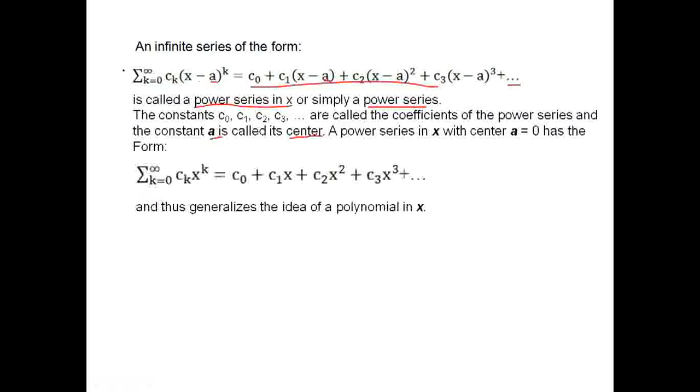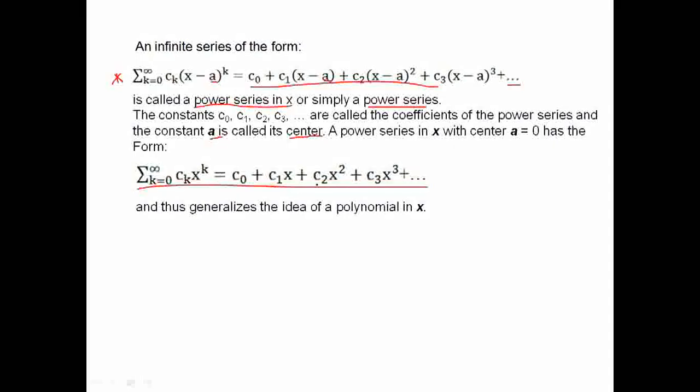So if in this expression up here the value of a is equal to 0, then the resulting expression looks like this. We have the sum of the products of c_k and x raised to the power k. We keep on adding the products of c_k and x to the power k for every value of k ranging from 0 to infinity.